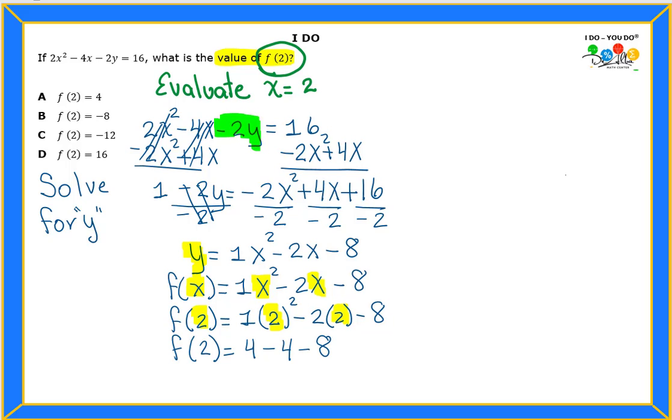Okay? So if I work on my problem, 4 minus 4 is 0. So it cancels, right? So I don't need to write it down anymore. So I'm going to have f of 2 equals negative 8. And that will be my answer. Okay, so let's check on the answer choices. And we see it on B, right? So answer choice B is correct.